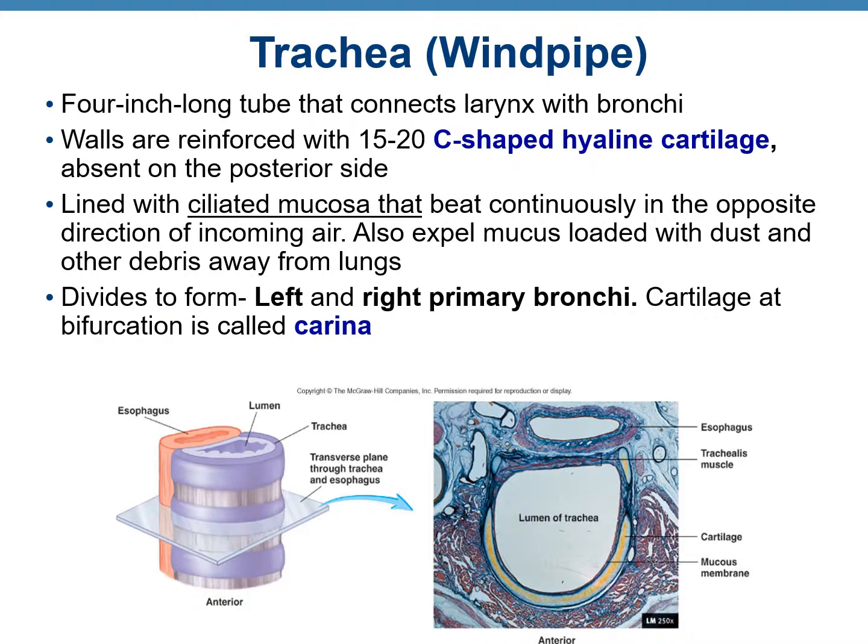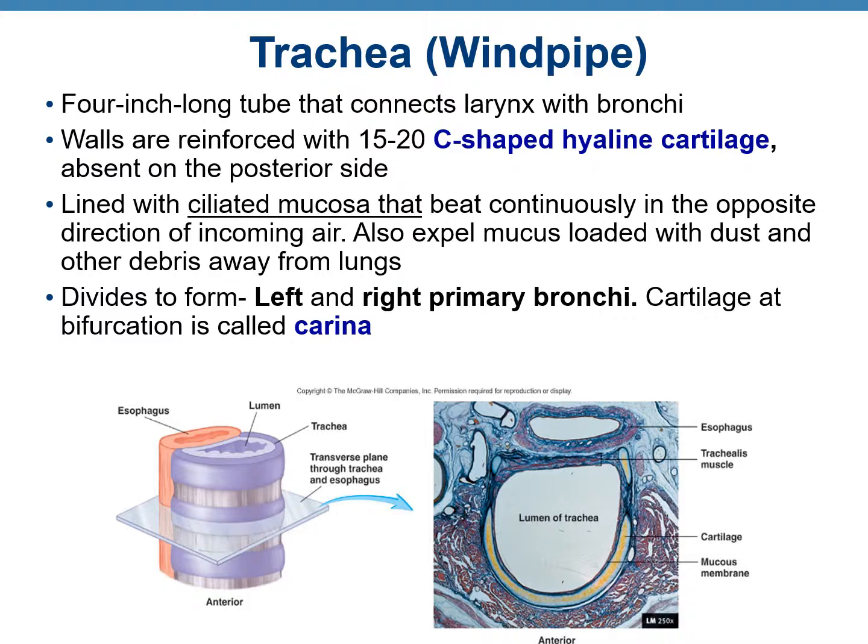The trachea is about 4 inches long and it connects the larynx to the bronchi. The walls of the trachea have very characteristic C-shaped rings made up of hyaline cartilages. These are about 15 to 20 in number, and we call them C-shaped because these are absent on the posterior side. Could you guess why these are absent on the posterior side?